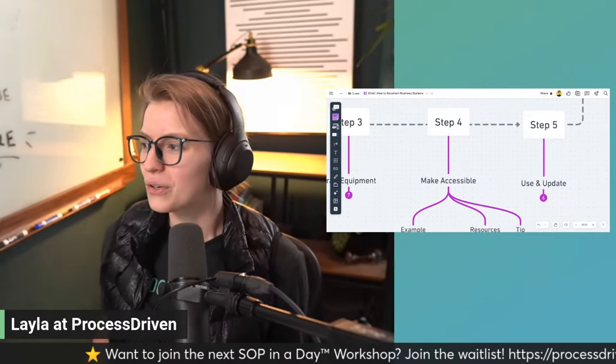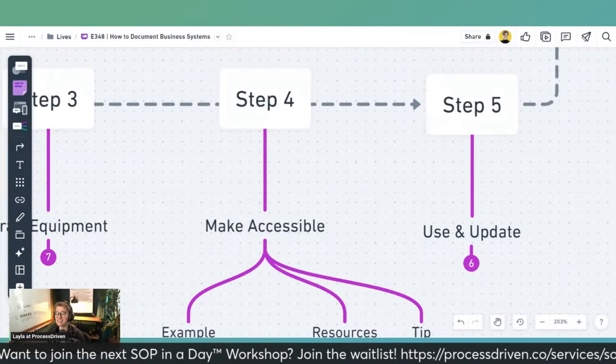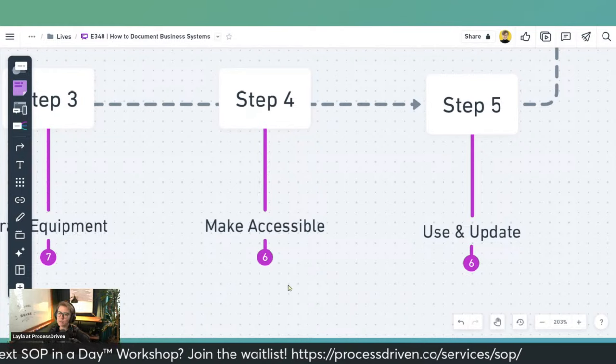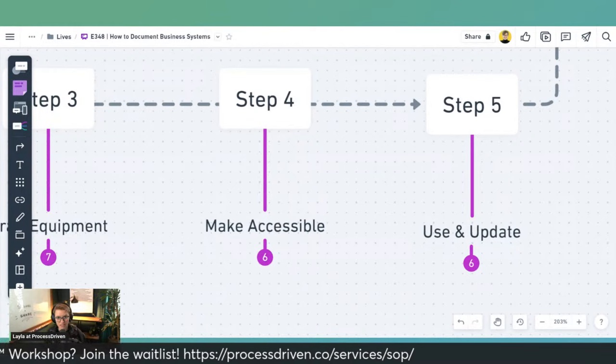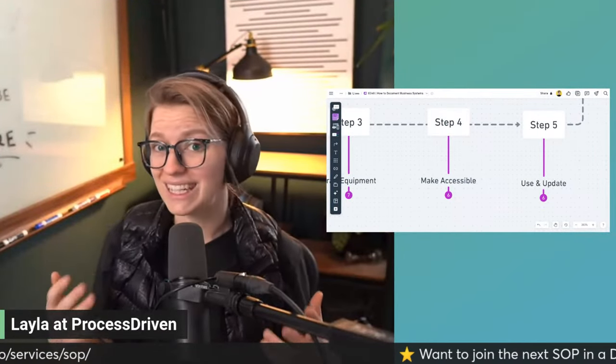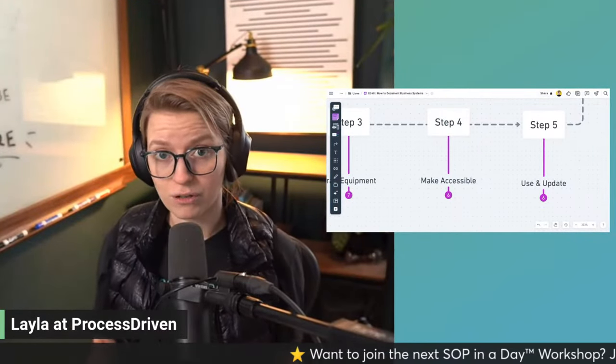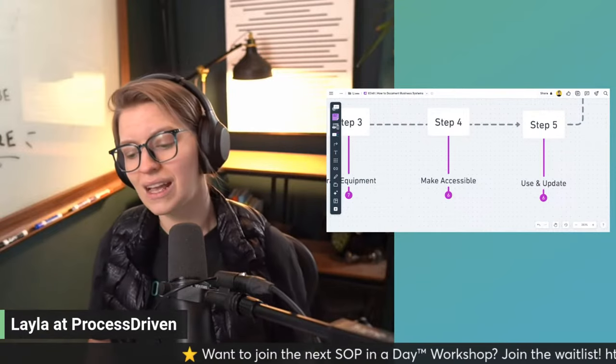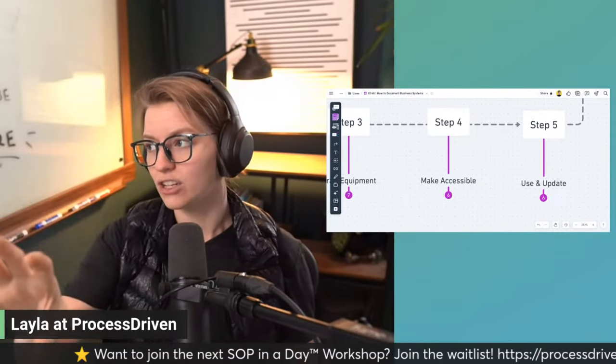Step four here, our goal is to make things accessible. This is the reason why I am not the biggest fan of process documentation software, the proprietary kind especially, and unfortunately, many AI SOP writing software and process documentation tools right now. They really fall short in this category.